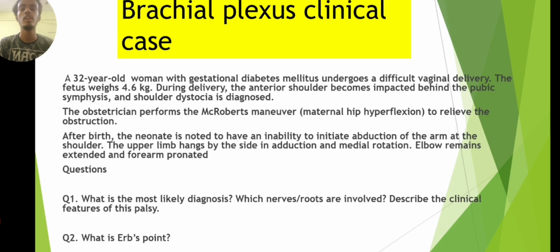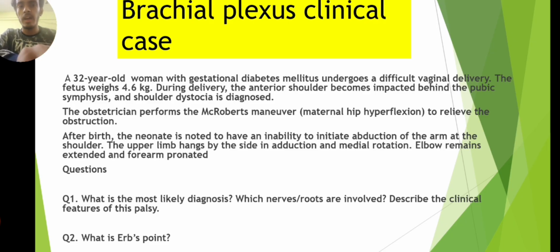Very nice. Which nerve roots are involved? Most likely it is an injury to the upper trunk of the brachial plexus, and the upper trunk is formed from the C5 and C6 nerve roots. You already know it. So the nerve roots involved are C5 and C6. It is also present in the next slide.